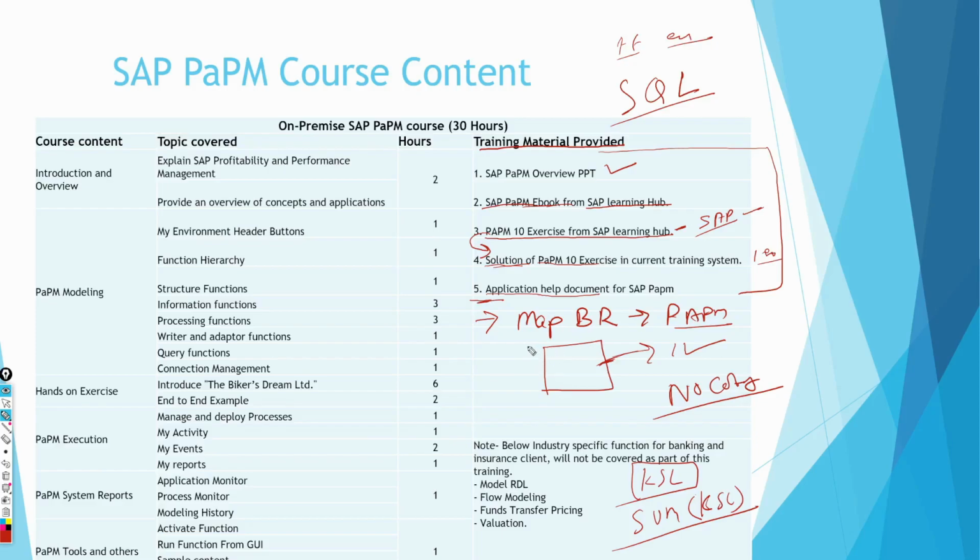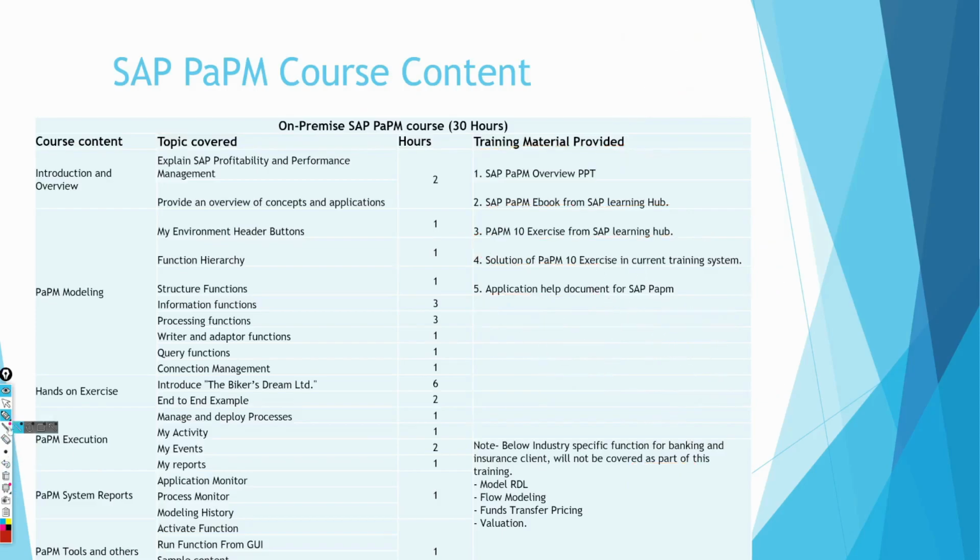So let's say you take this training, who will be the right person to take this training, and what will be the benefits? Let me explain the different skill sets of people who can take this training. The first one is a FICO person who already knows FICO, and you can enhance PAPM on top of this. So this is what I did.